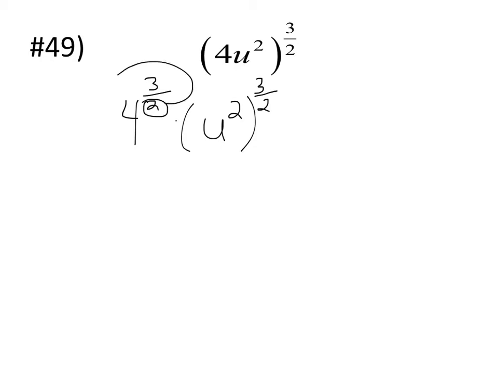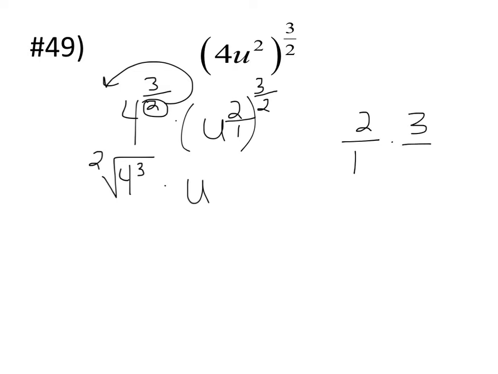if I bring this around front, I get the square root of 4 cubed times, and then back here, if you take a power to a power, you multiply them. So this is going to become u, and then when you multiply fractions, you multiply straight across. So this becomes 6/2, which we know is 3. So it's u cubed.